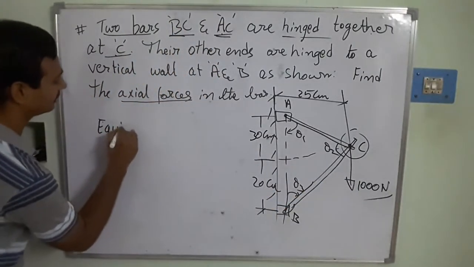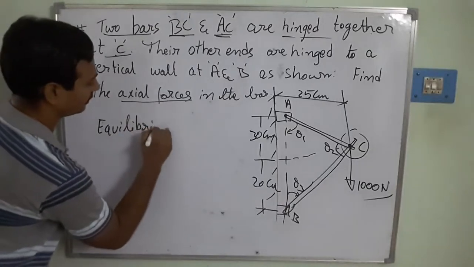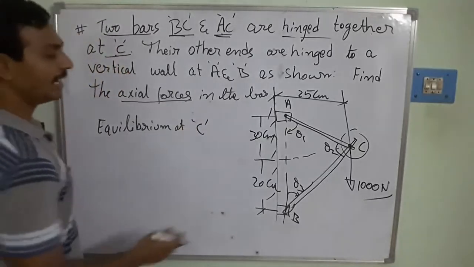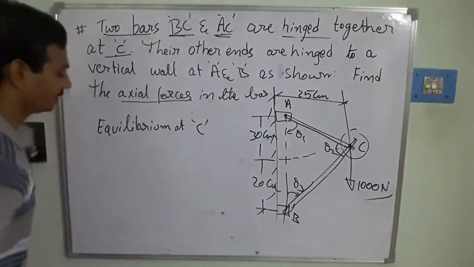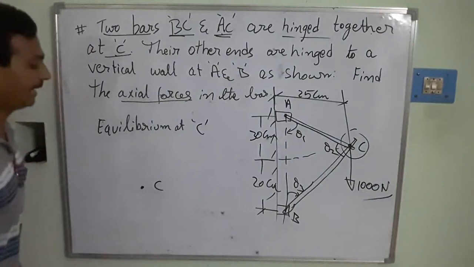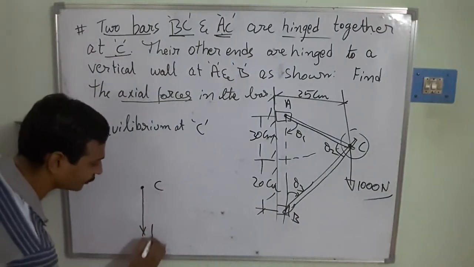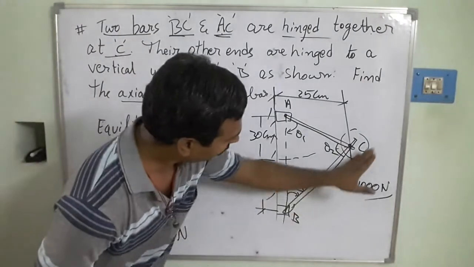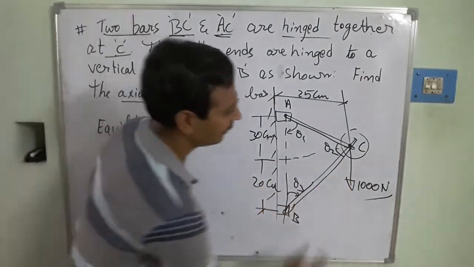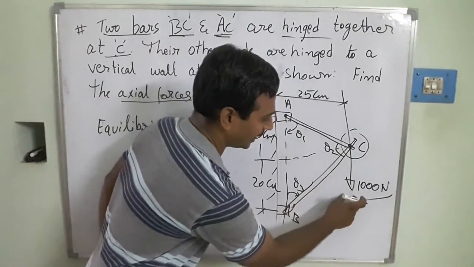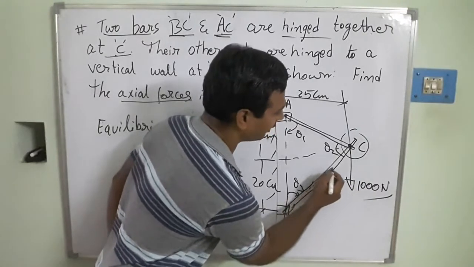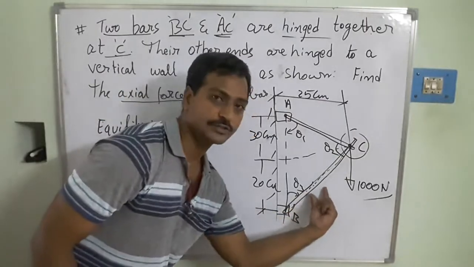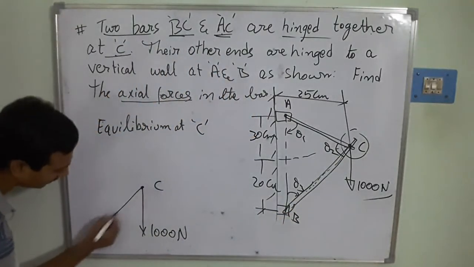I am considering equilibrium at C. So then I am going to draw the free body diagram for this part. This is going to be your point C, and we know that the 1000 newtons load is going to be acting in the downward direction. At the same time, the internal forces are going to be generating. It is very clear that when the member is trying to pull in the downward direction, these internal forces are going to be generating in this direction. That means it is trying to oppose the compression of this object. So this is going to be your internal force.